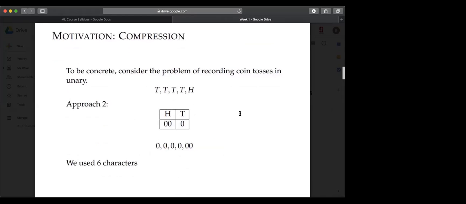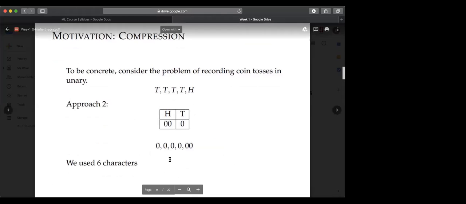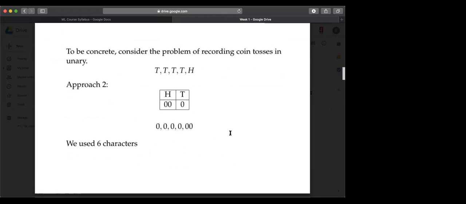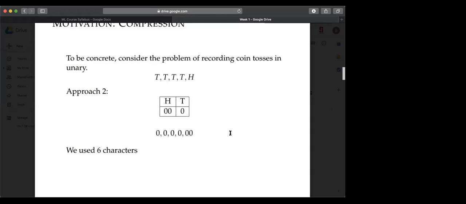So here's another approach. Here we have the same exact distribution of events: 4 tails, 1 heads. Here heads is 00 and tails is 0. This only takes 6 characters to represent, and now we have a more efficient encoding scheme that prioritizes high information. Would it be high knowledge? It could be.